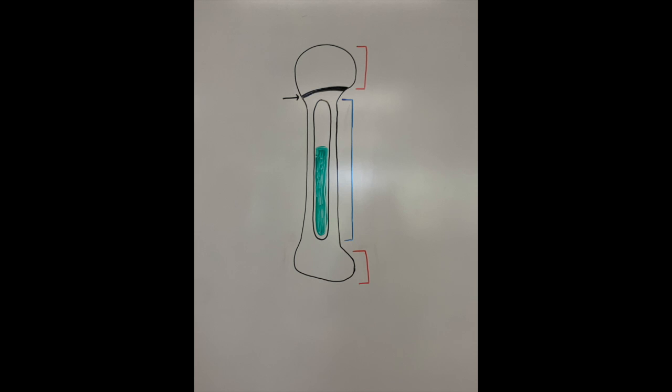Another important structure of the long bone is the epiphyseal line. This separates the diaphysis from the epiphyses in adults and also is called the growth plate in children.